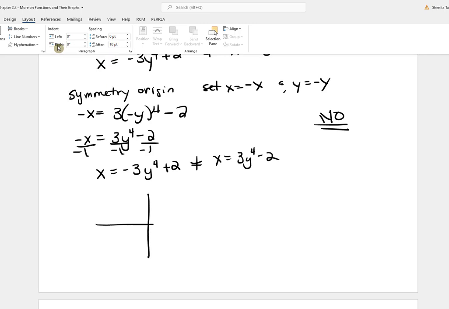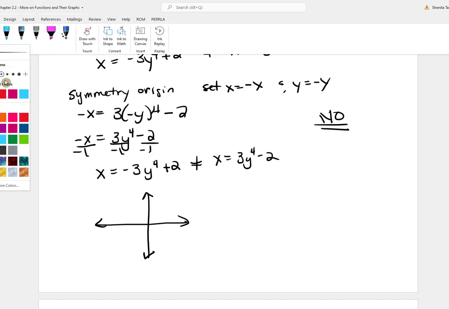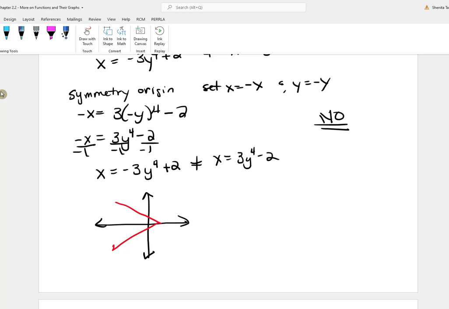So if I were to draw this picture, the graph will look something like this. If you were to fold it along the x-axis, those two red lines will overlap. So that's why it's symmetric about the x-axis.